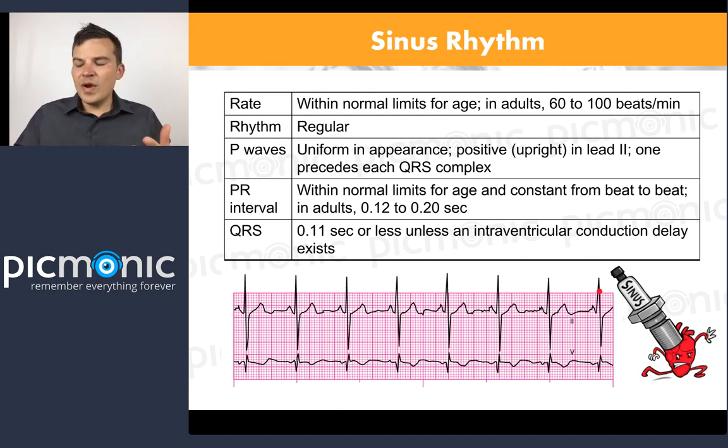Now, when I talk about fast and slow, what's a normal heart rate? You've got to know that one. 60 to 100 beats in an adult. Is it faster than 100 or lower than 60? No, it's normal. That means it's a normal rate. Rate, regular. Now, rhythm. Here's where it gets a little tricky.